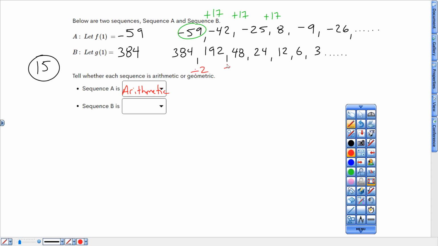But remember, for sequences, we don't show dividing by 2. We show dividing by 2 as the same as timesing by 1/2. So those look like I'm halving them. I'm timesing each by 1/2, which is the same as dividing by 2. 12 times 1/2 is 6. Divided by 2, that's the same thing. And of course, since I'm timesing, that makes this one geometric.